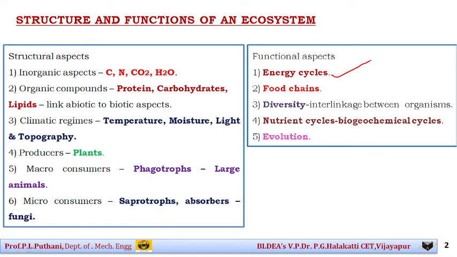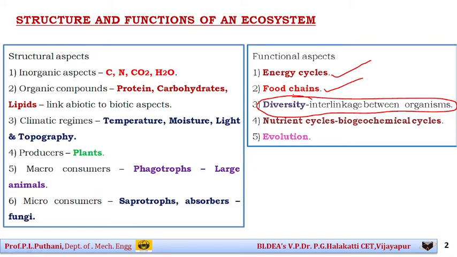To develop this energy, we need food, and even this food has to be transferred from one organism to another organism through different processes, which is known as a food chain. There is a diversity of different kinds of organisms, because of which a diversity interlinkage has to be established. Then only the energy cycle and food chain will be successful.